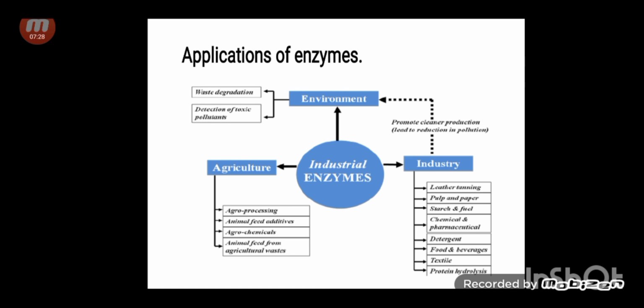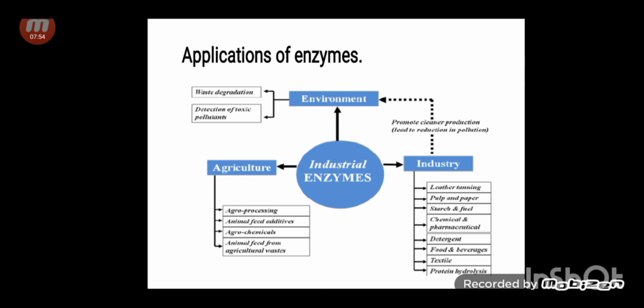Here you can see the applications of enzymes. We have various applications of enzymes. Enzymes are useful for the environment as they take part in waste degradation and in the detection of toxic pollutants. Similarly, we have various enzymes that are helpful in industry, and various enzymes that are helpful in agriculture. So these are the applications of enzymes, where we are using enzymes.